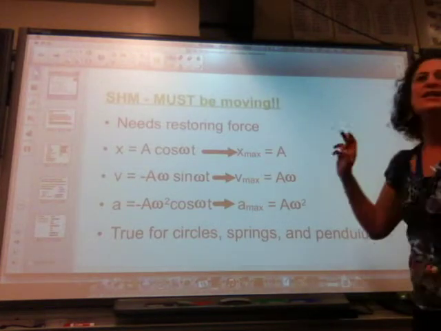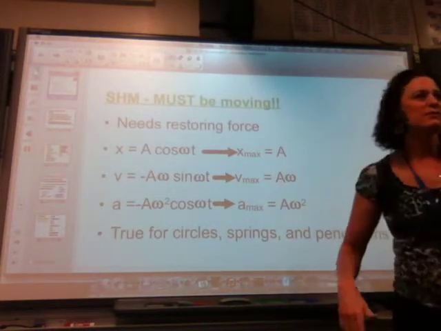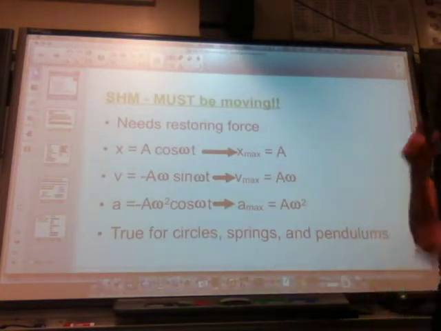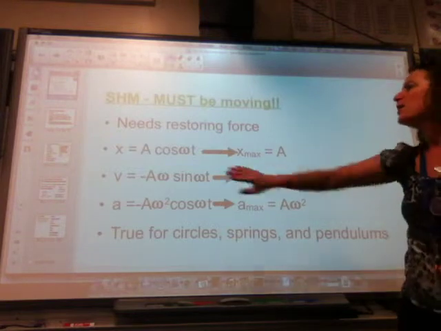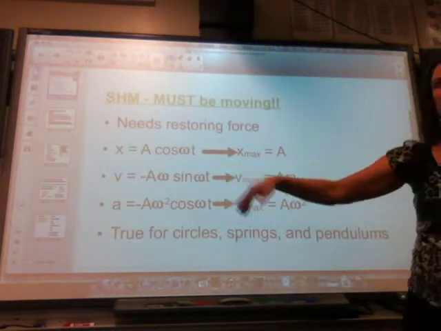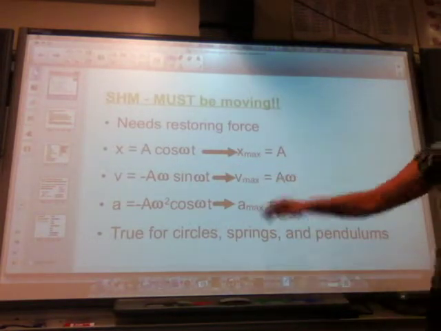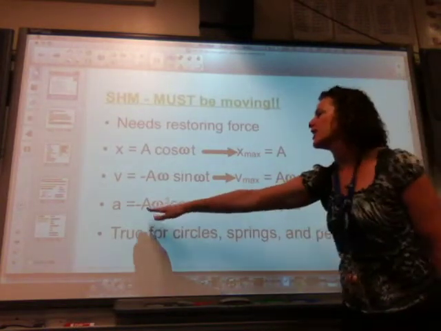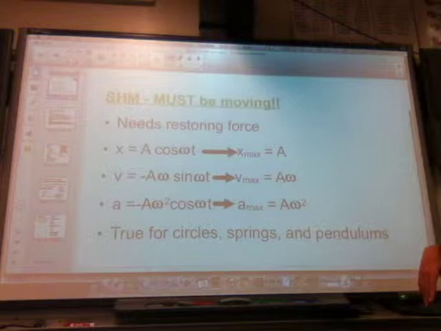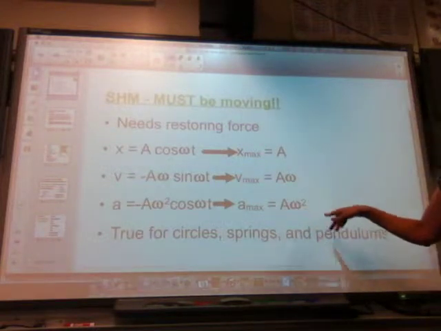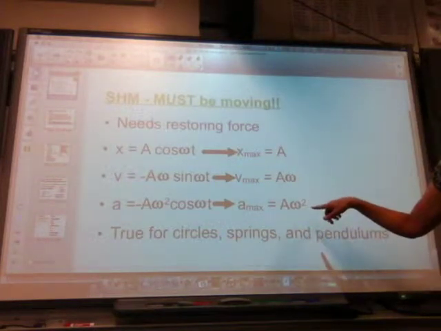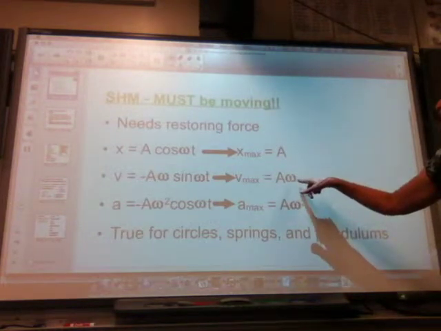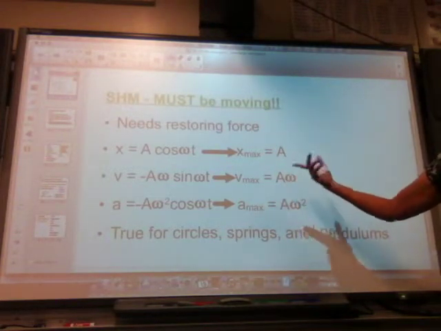And 90% of the time, you guys only care about the max. I don't think I give you any problems where you have to worry about a certain place. There's maybe one, but you can use the energy equation to figure it out, which is probably easier than this one, unless you can remember that equation. And then a is equal to negative A omega squared cosine omega t, so the maximum is A omega squared. That's centripetal acceleration, right? That should look exactly like centripetal acceleration, no different. That's taking an omega and just changing it to translational velocity.